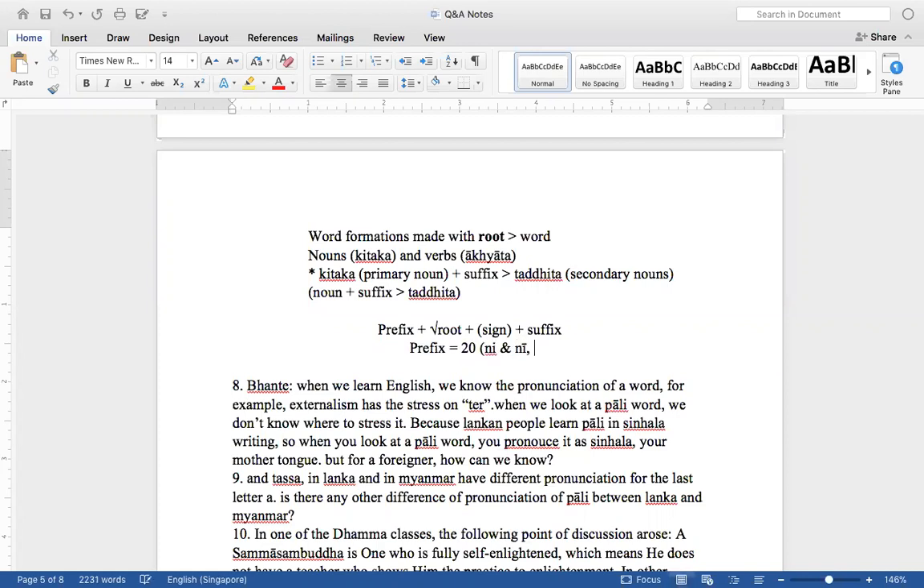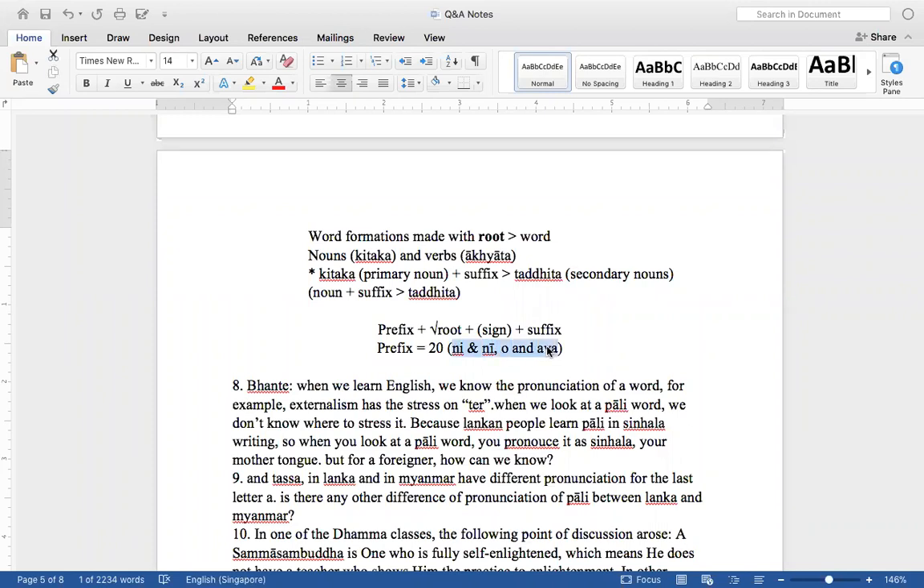Then we also have o and ava. One tradition doesn't accept this o, so instead they take ni and ni both. One tradition doesn't accept the long ni, only the short ni, so instead they take the o as a prefix. So in the end, they have the same number, but there's a slight difference about the prefix.